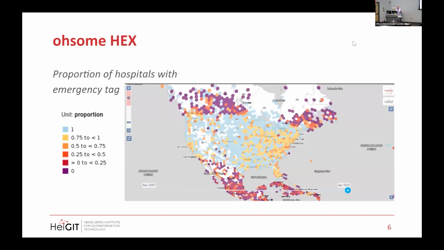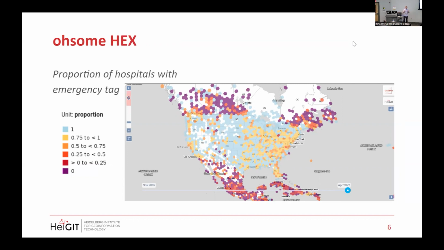So there's another tool or application, Awesome Hex, or historical exploration. So this is pre-processed historic data. So here you have a map interface and a time slider, so you can go back and forth in time. And you see these aggregations on hex level. So here we have, for instance, the US or North America, and you see the proportion of hospitals for each of these hexagons that have an emergency tag.